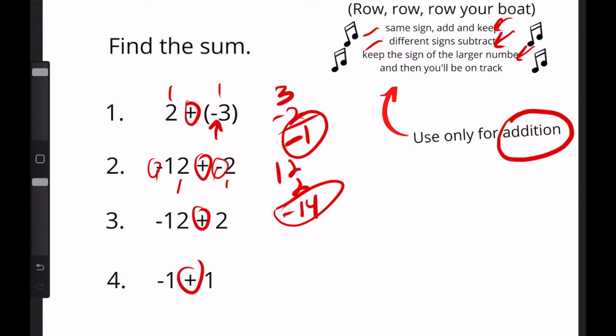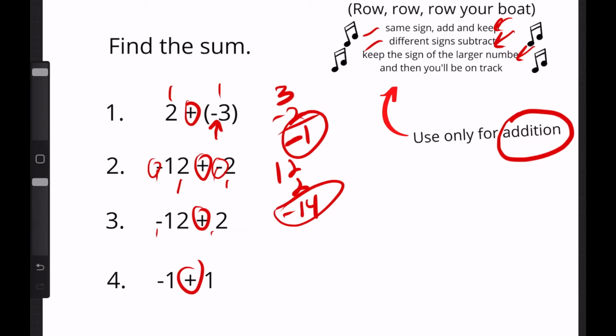Looks similar, but it is not the same. Here we've got negative 12, right? Plus 2. Negative 12 plus 2. And it's an addition of integers problem. Let's go to the song. If we go on the song, we see same signs, add and keep. Are they the same signs? A negative 12 and a positive 2. They're not the same signs.